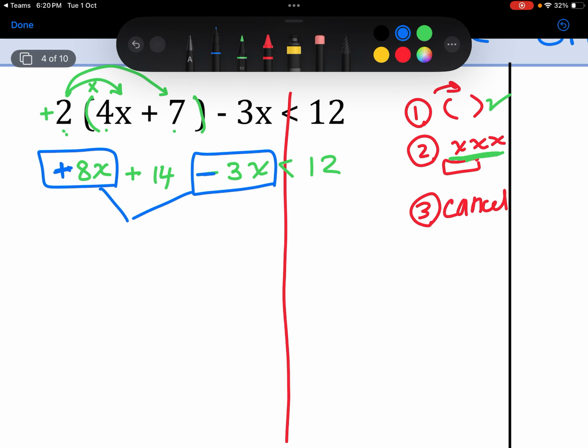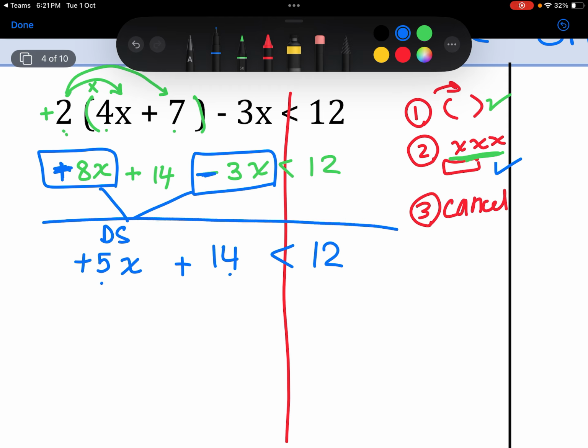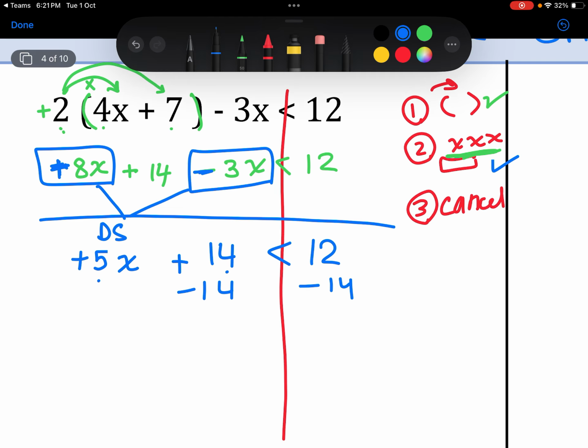Positive and negative, different signs, subtract. 8 minus 3 is 5x. Negative or positive, I'll take the positive sign. Then write down the rest of the inequality. Now, did I combine my variables into 1x? Yes, I did. Can I start cancelling? Yes. What do you want to cancel first? The 14 or the 5? Of course, I will cancel the 14 because it's far away from the x. So I have to do negative 14 on both sides to cancel it.